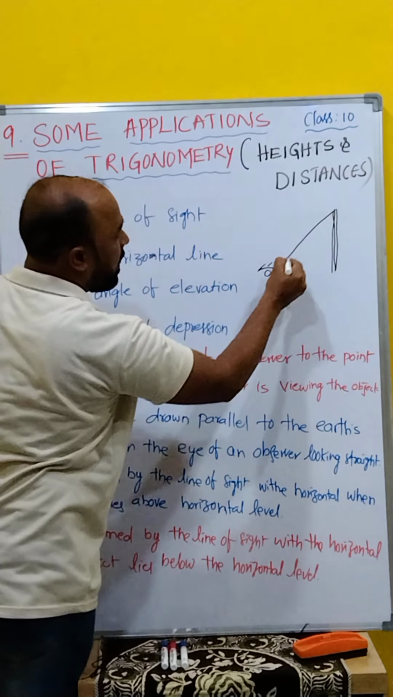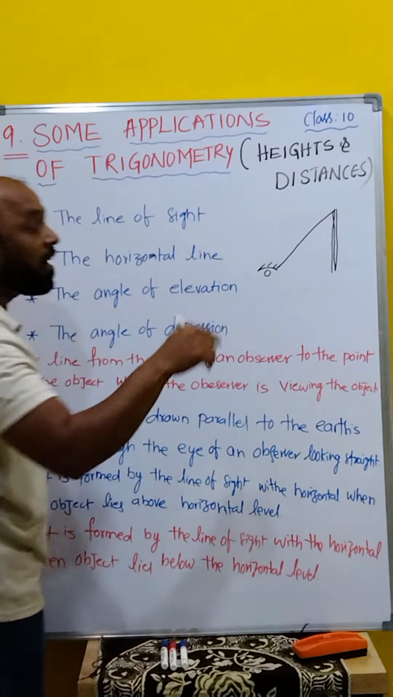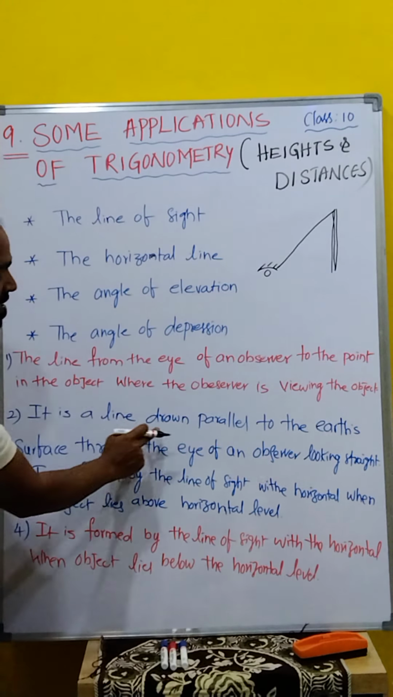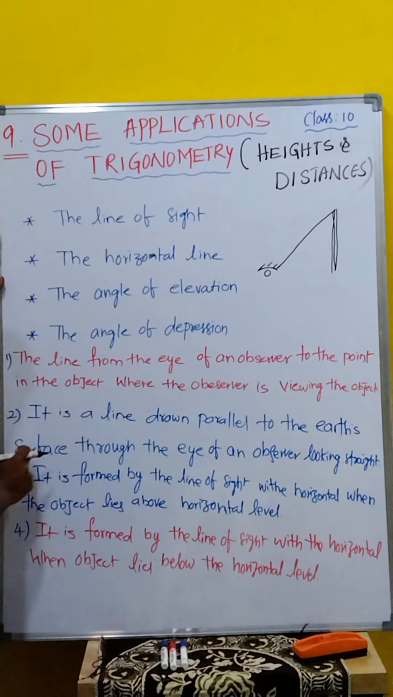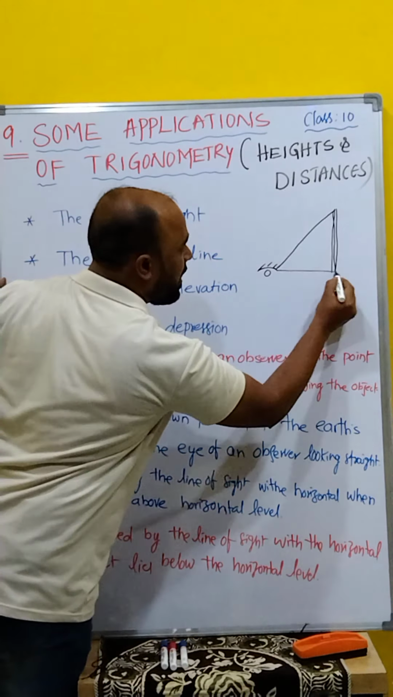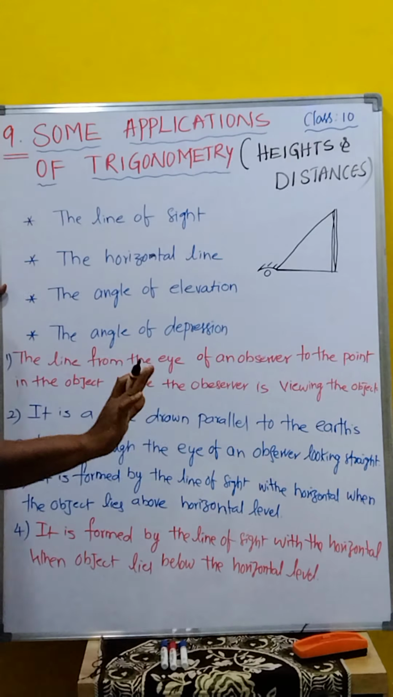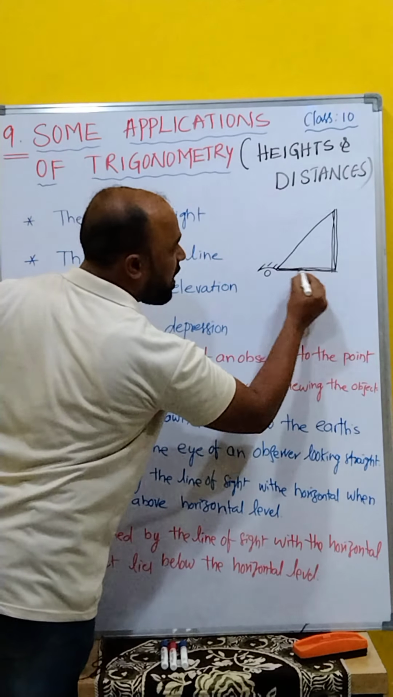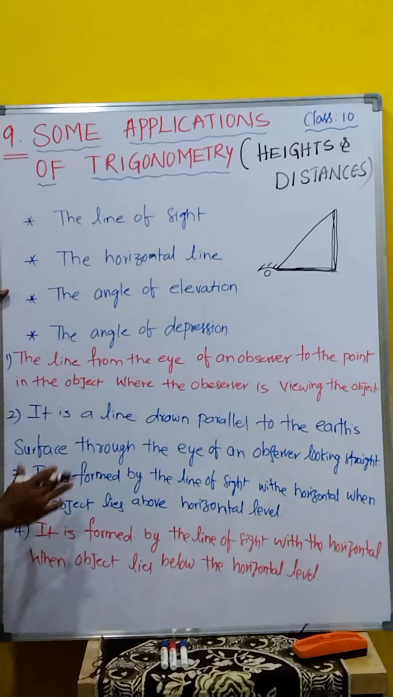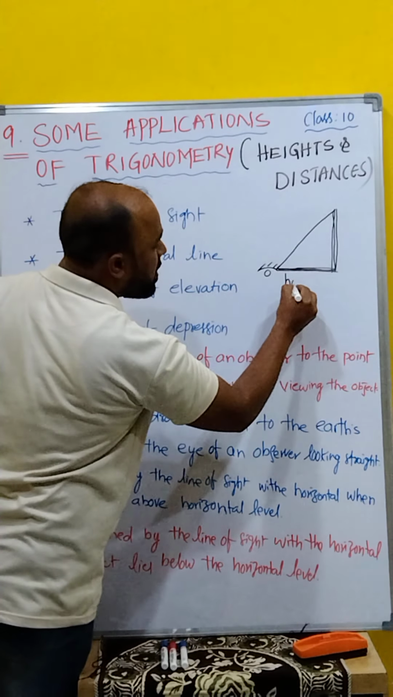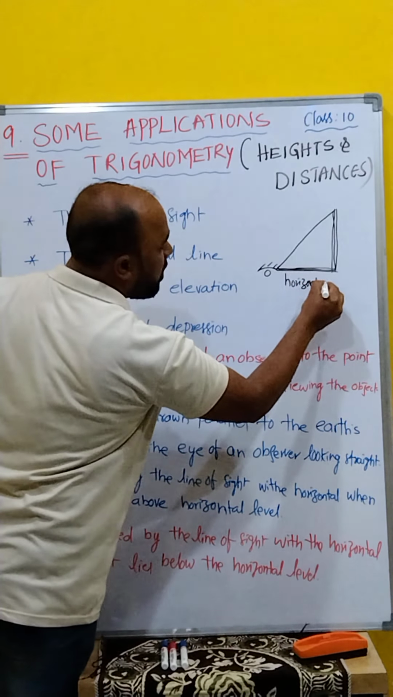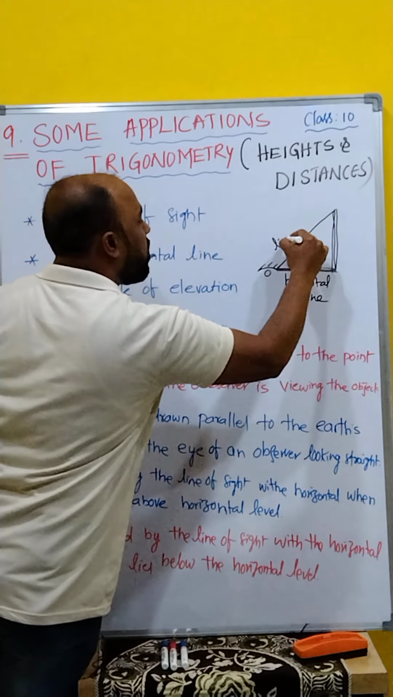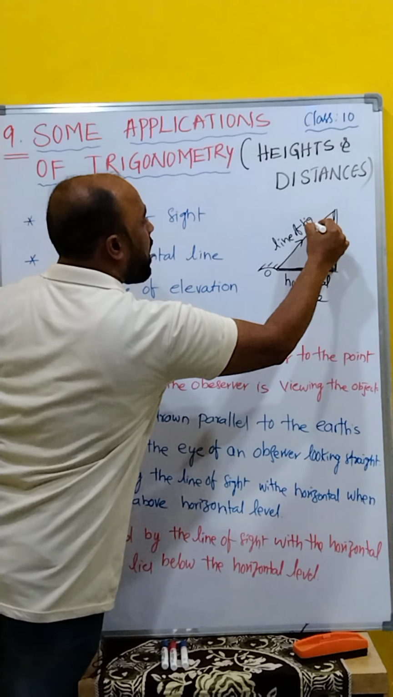We know this is the line of sight. Clear, children? Now what is the horizontal line in this? Draw clearly the given condition: it is a line drawn parallel to the Earth's surface. This is the base. Generally the observer is always on the Earth only. If you draw a line parallel to the Earth's surface, that is only the horizontal line. And this we know already: this is the line of sight.